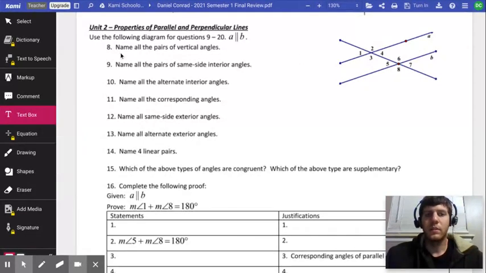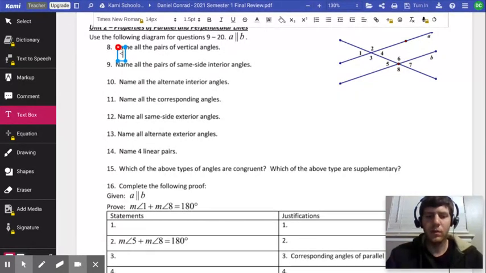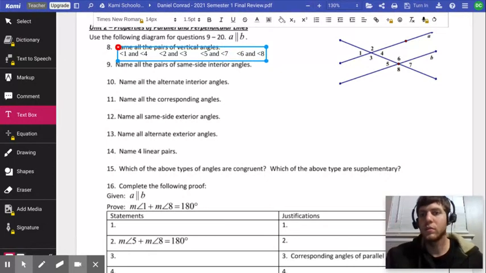So I'm going to type these in. We have angle 1 and angle 4. We have angle 2 and angle 3. We have angle 5 and angle 7. And then we have angle 6 and angle 8. Those would be your vertical angles: 1 and 4, 2 and 3, 5 and 7, 6 and 8.